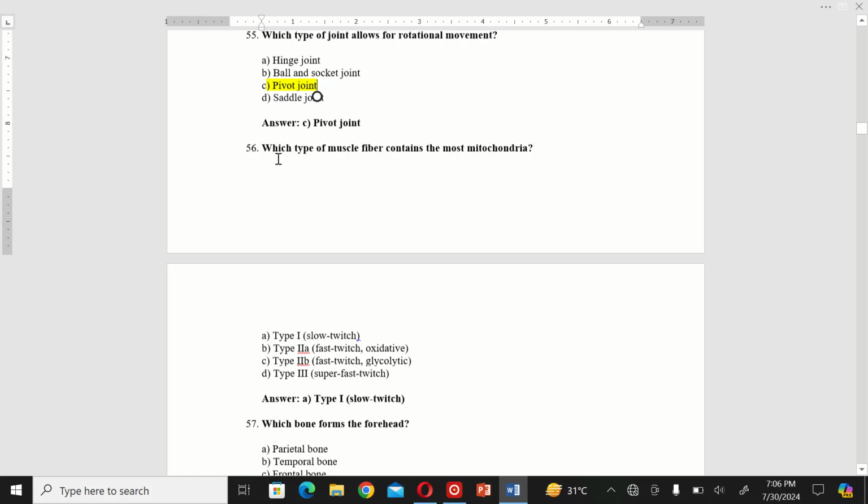The next MCQ is which type of muscle fiber contains the most mitochondria? A. Type 1, B. Type 2A, C. Type 2B, and D. Type 3. So the correct option is type 1.